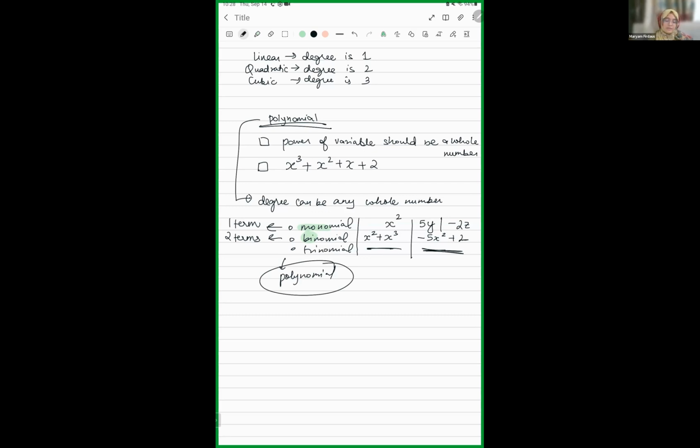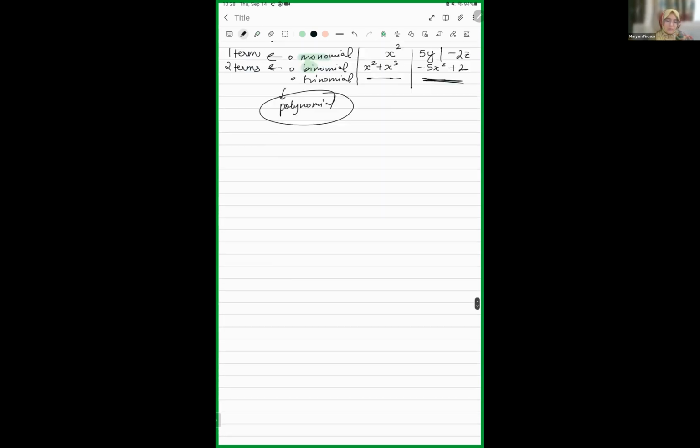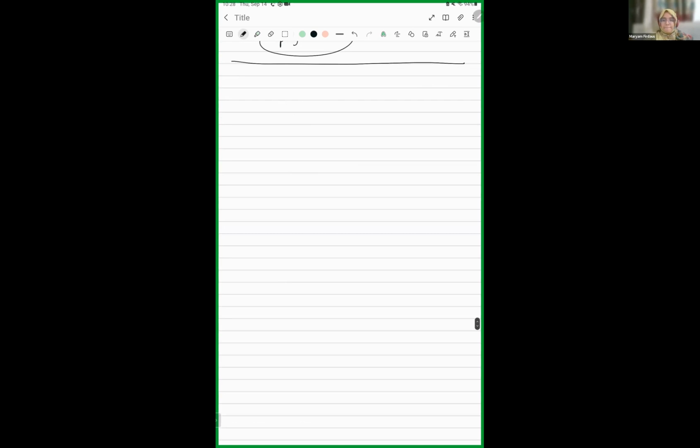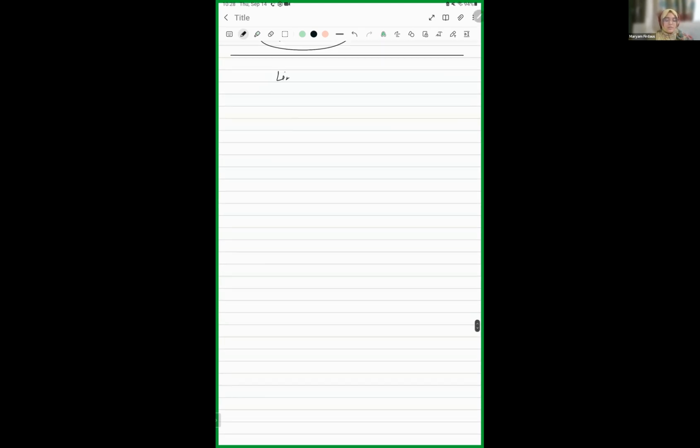Okay. So anyway, let's now move on to why we say that this is a linear equation, and why this has come from the word line. Let me just show you, this is a calculator, a graphing calculator.